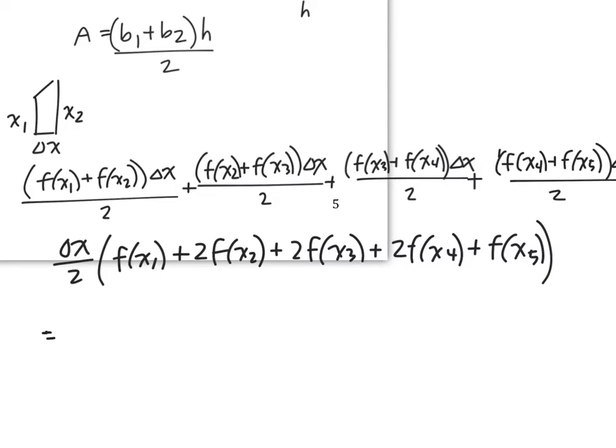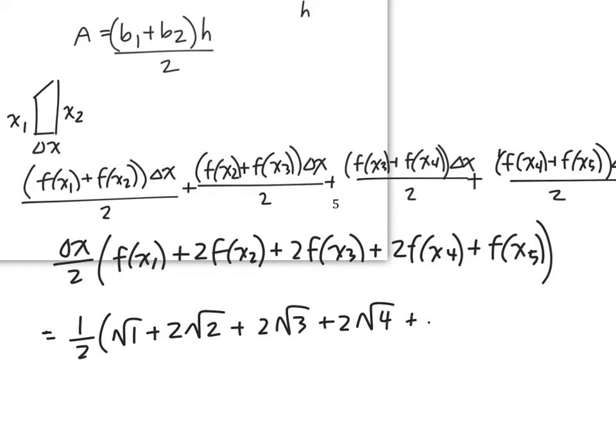Our example says the delta x is 1 over 2. The first height is square root 1. The second height is square root 2 plus 2 square root 3 plus 2 square root 4 plus square root 5. So if you just remember that formula, it would be very useful. If you don't, just remember you're adding up all the trapezoids.